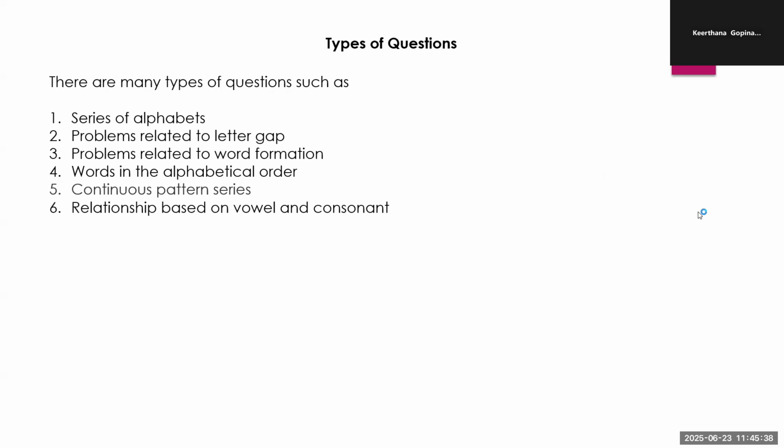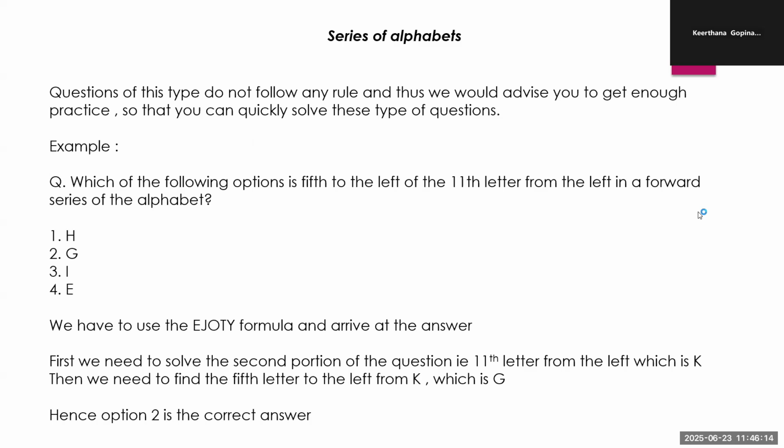So there are several types of questions: series of alphabets, problems relating to letter gap, problems relating to word formation, words in the alphabetical order, continuous pattern series, relationships based on vowels and consonants. You know what is a vowel and consonant? Yes, vowels are A, E, I, O, U. The remaining letters are called consonants. So there can be questions and different patterns, different questions which can be asked. We will see what are the different questions that can be asked.